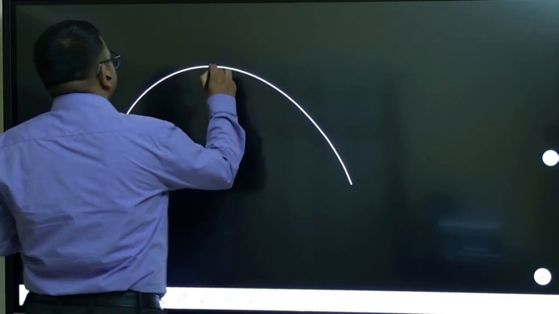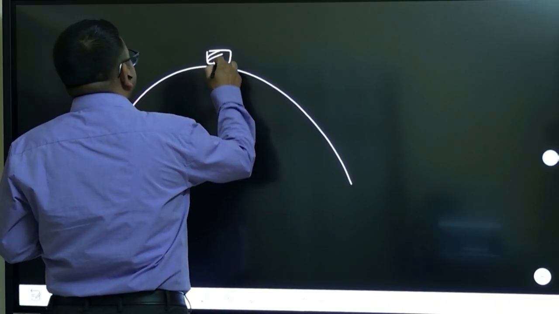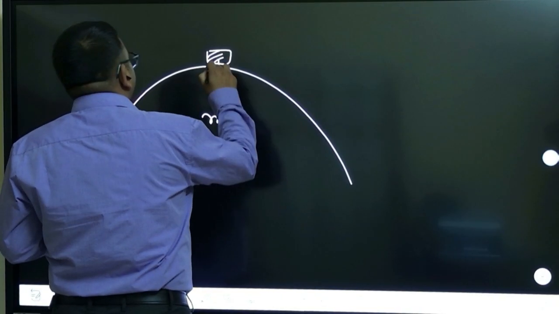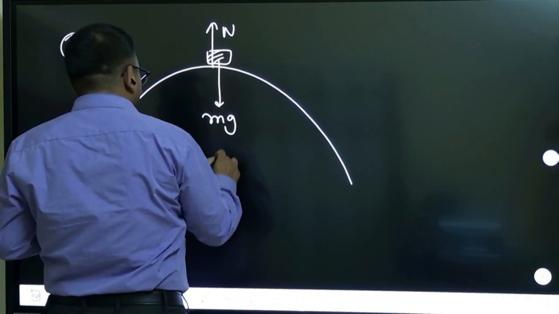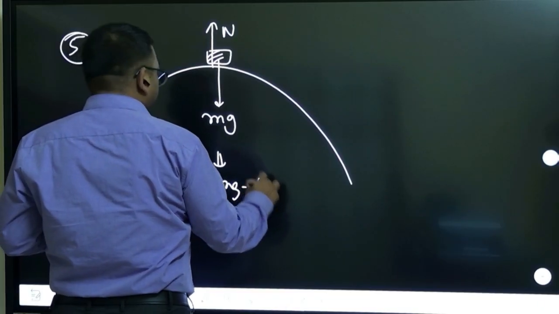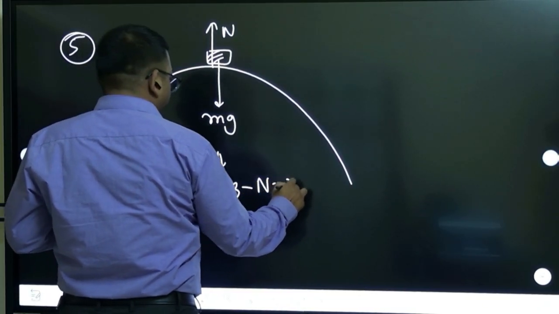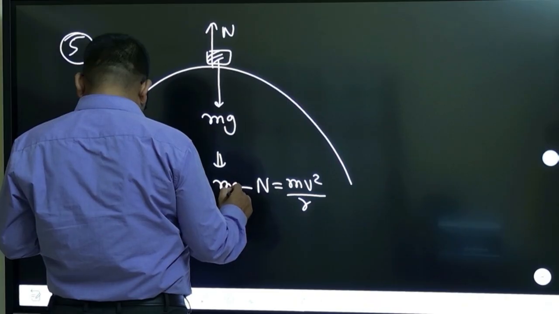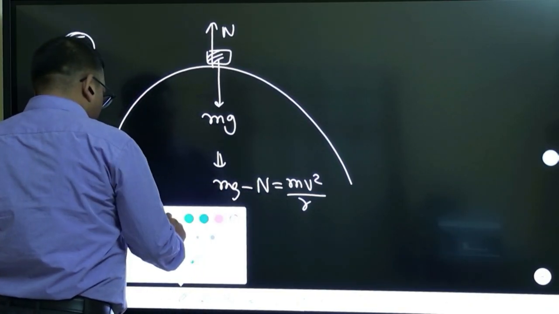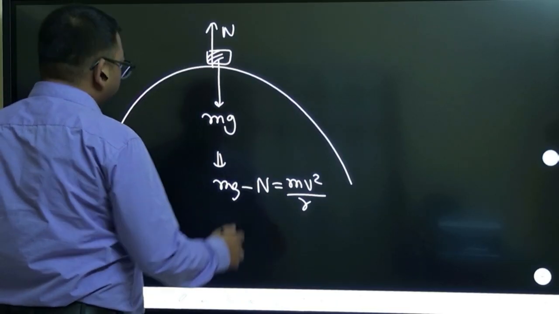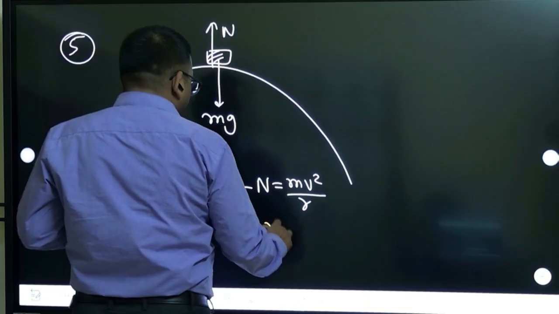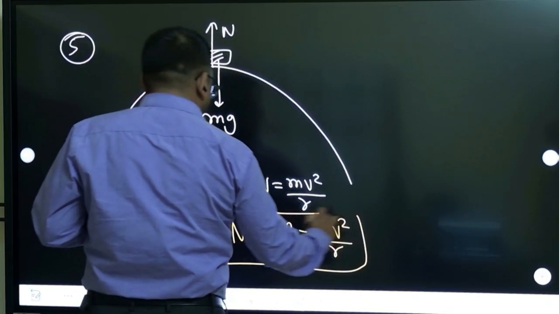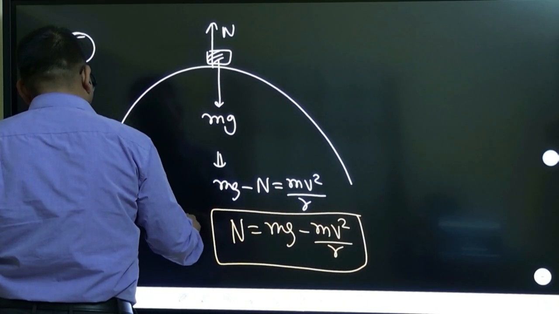So there is a bridge here. When this whole object is coming here, total weight is acting downward, mg. Normal will be acting like this way. Net force toward the center is mg minus normal, that will be mv square by radius. Now the question is the thrust on the bridge at the highest point. Thrust means I think the normal only. So normal will become mg minus mv square by radius. That is the thrust.